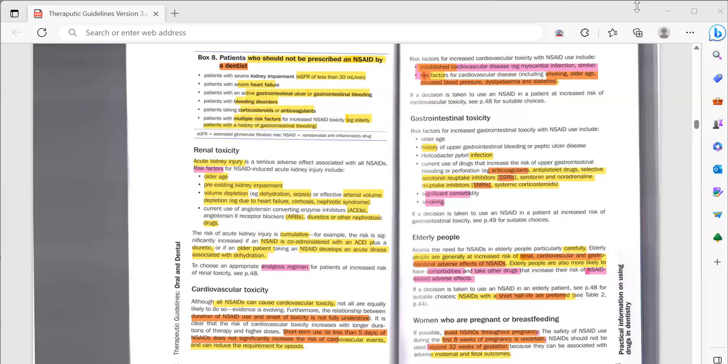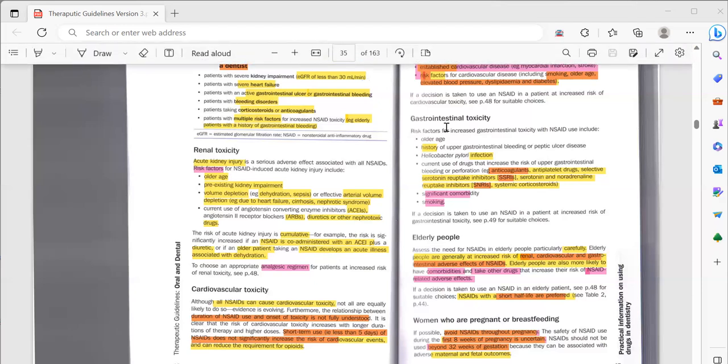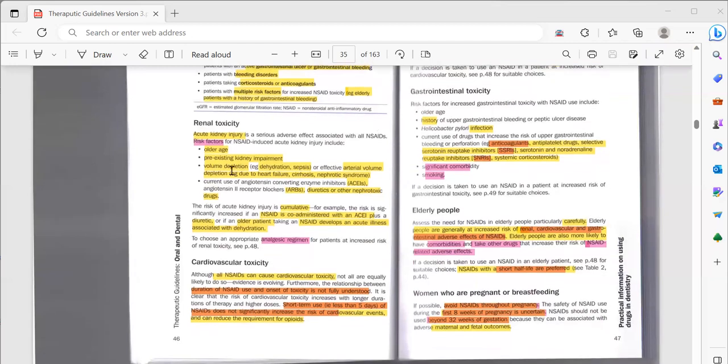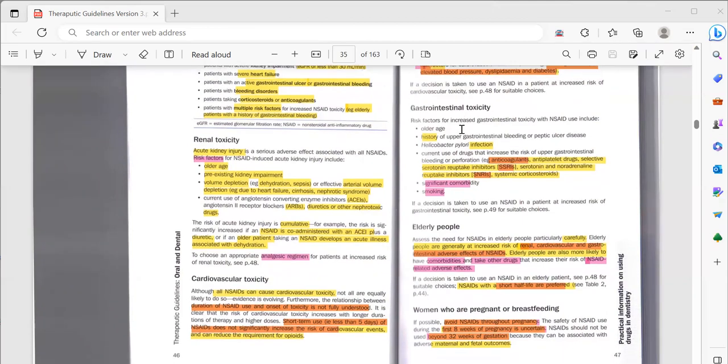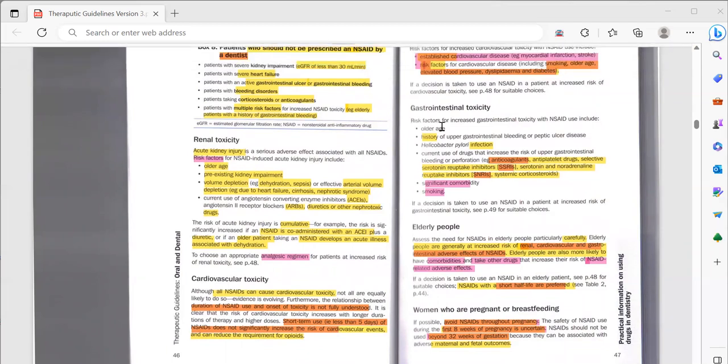All right, so without wasting time, we will start with this topic today. We have completed the renal toxicity and cardiovascular toxicity, what drugs we can prescribe for those patients. Now we are in this topic in which the patient has gastrointestinal toxicity. In which patient is there a risk of this gastrointestinal toxicity?